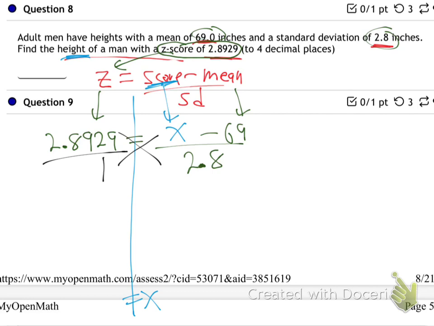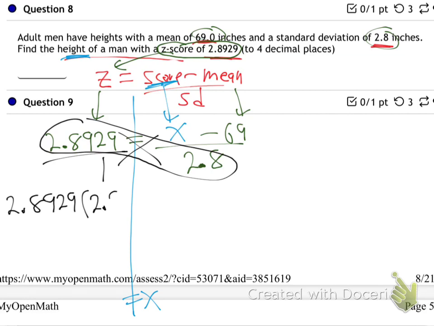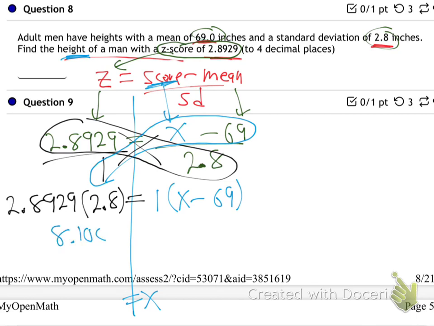So I'm just going to cross multiply, but if you're familiar and you're thinking, can we just multiply by 2.8? You're right. That's the same thing. So when I say cross multiply, I mean these guys will multiply. So 2.8929 times 2.8 equals, and then on the other side, these guys will multiply. 1 times x minus 69. So use your calculator on the left. I have no idea what that is. 2.8929 times 2.8. I'm getting 8.10012.